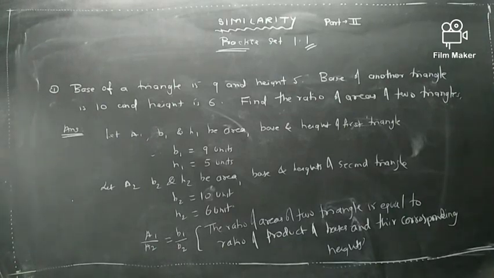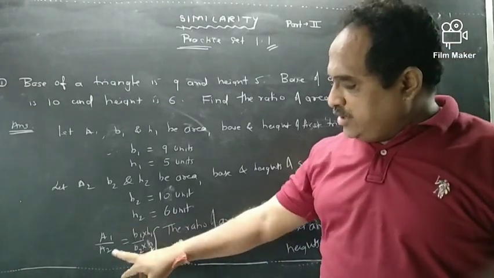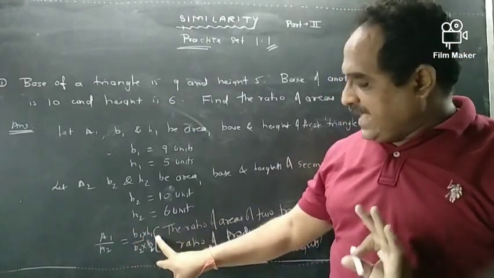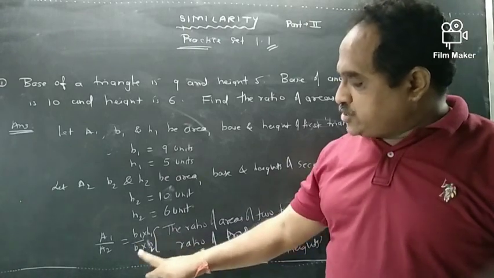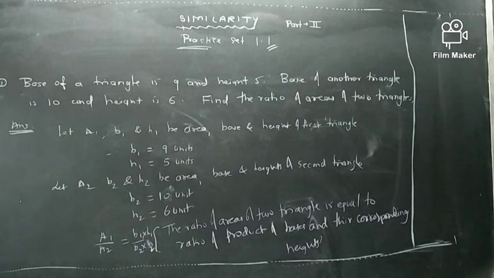Okay. So once again, A1 upon A2 is equal to B1 into H1 upon B2 into H2. I think I made a mistake over there. Ratio of areas of two triangles is equal to the ratio of the product of bases and their corresponding heights.